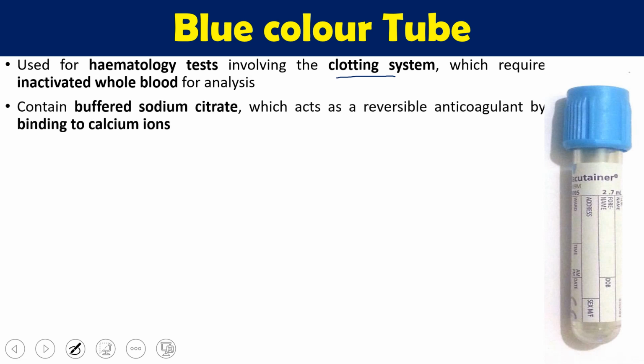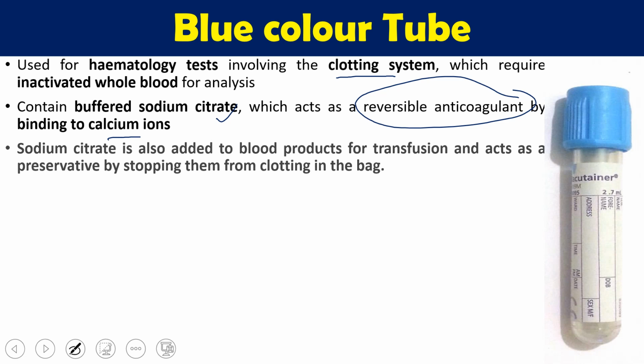This blue color tube contains buffered sodium citrate, or sodium citrate you can call it, which is a reversible anticoagulant. Reversible means the coagulation process can be reversed back. This sodium citrate's mechanism of action is also the same as EDTA. This also binds with the calcium ion, so that calcium will not be available for the blood clotting process. So here also it works like EDTA, by calcium chelation. Sodium citrate is also added to blood products for transfusion and acts as a preservative by stopping them from clotting in the blood bags.